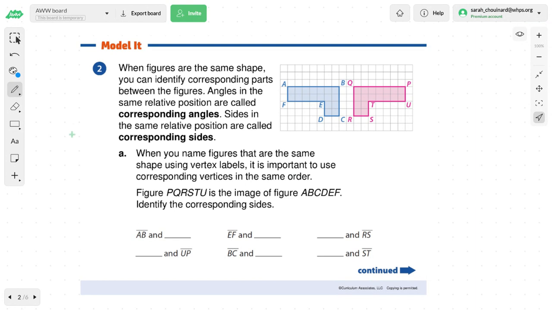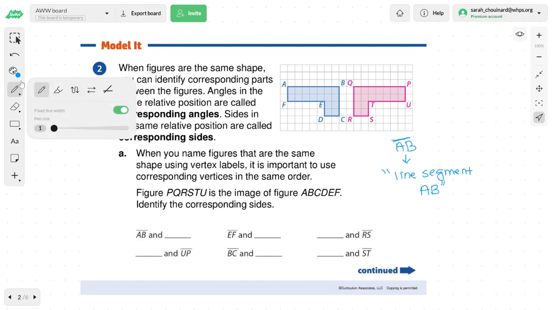So if I look at line segment AB, let's actually write that down. When it's written this way, AB with the line over it, when you take geometry in high school, they're going to say line segment AB. Mathematicians are notoriously lazy, so they love any short way to say something that's much longer. And so line segment AB, I'm going to use a different color.